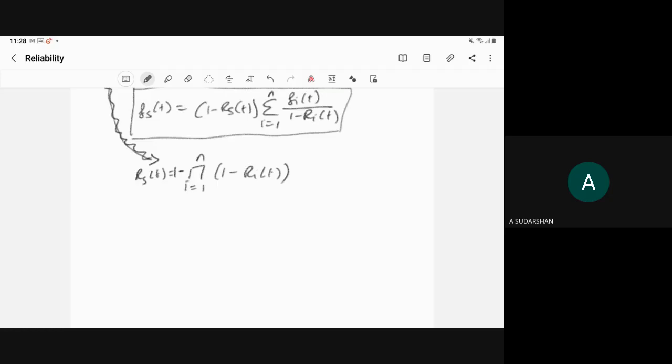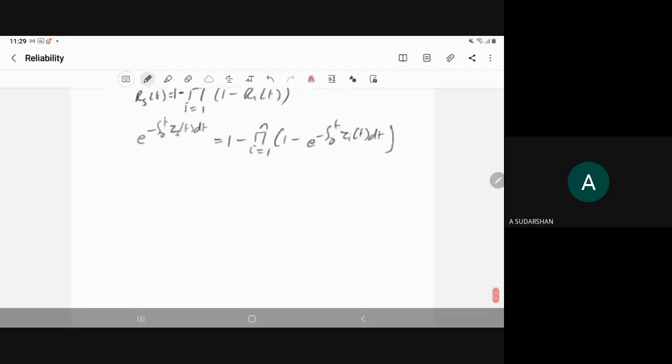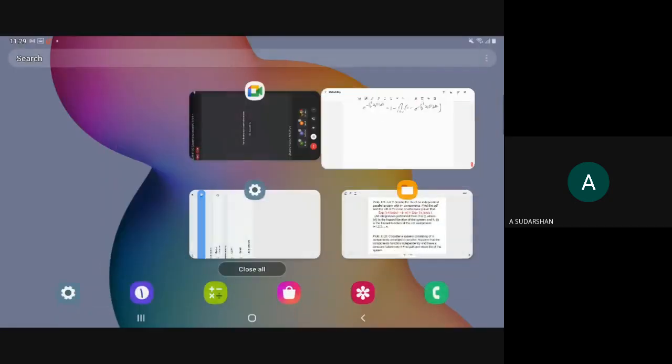And we know what is the relation of RST and ZST, or failure rate function. So RST, you know, is e to power minus integral 0 to t ZS dt, or you can say ZS ds, which is equal to 1 minus product from i equal to 1 to n of 1 minus e to power minus integral 0 to t ZIT dt. So that is the relation between the hazard rate function of the system and the component.